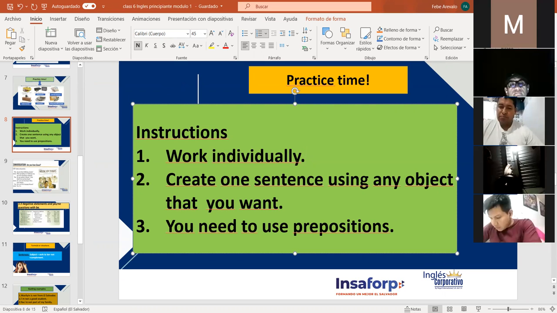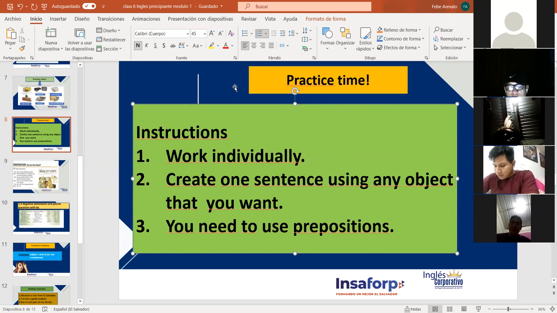Okay. Let's see, Luis Salazar. My cell phone is in front of me. Excellent. Very good, that one. Magdalena Benitez. The library is next to the school. Very good. Melvin Benavides.